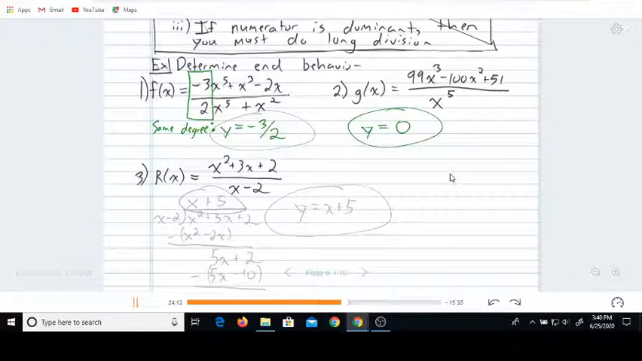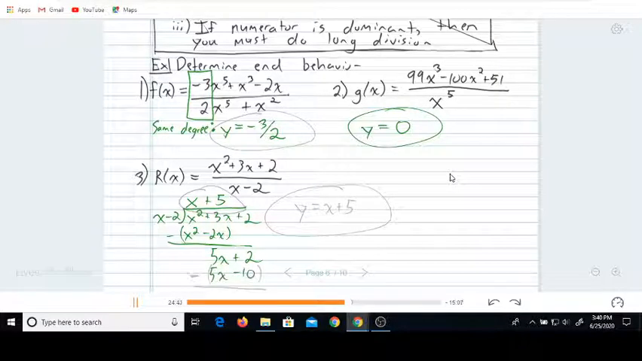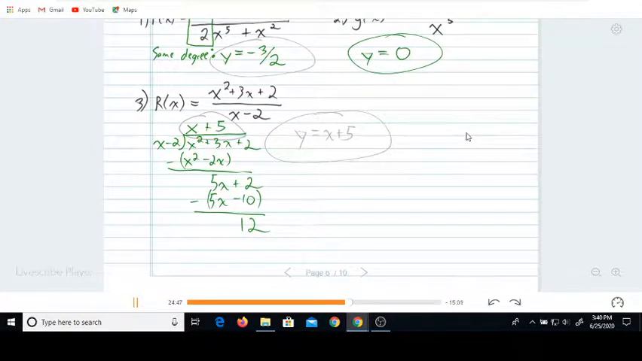Alright, and now the last one, notice the numerator is dominant. So this is where we got to do that long division. And here we'll get a slant asymptote. So if I want to get x to x, I'd have to have x. That would give me x squared minus 2x. Subtract and repeat. So that would get us 5x plus 2. So then I want a plus 5. And that would get us a 12 as the remainder. The remainder is inconsequential. End behavior is y equals x plus 5.